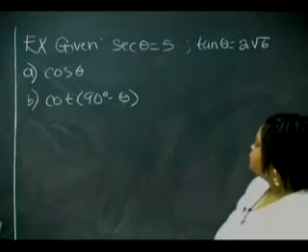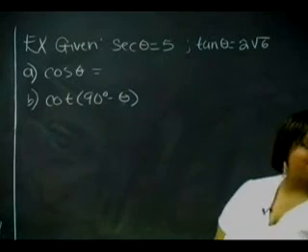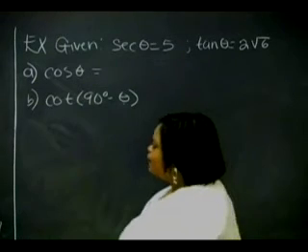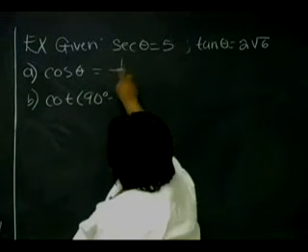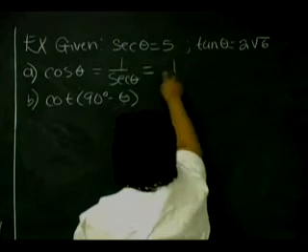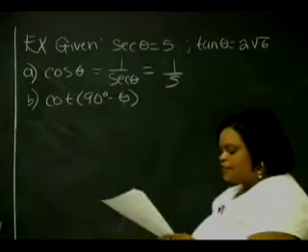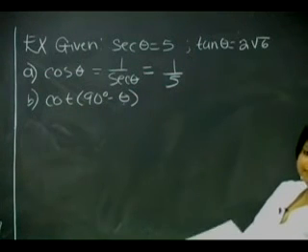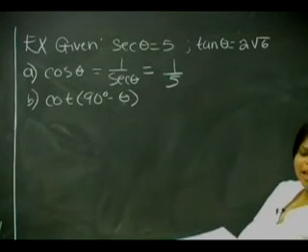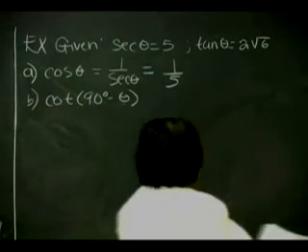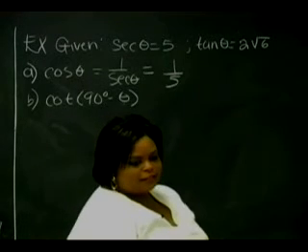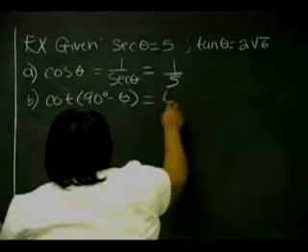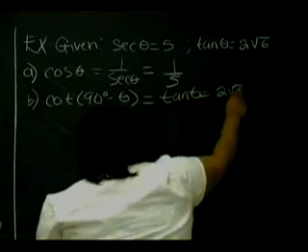Okay, cosine theta. What do you want to use? Reciprocal. Reciprocal of cosine is what? 1 over secant theta, which means this is 1 over 5. How about this cotangent 90 degrees minus theta? What is that? Cofunction, but what cofunction is it? Cotangent of 90 degrees minus theta equals what? Tangent theta, which was given to be 2 square root of 6.